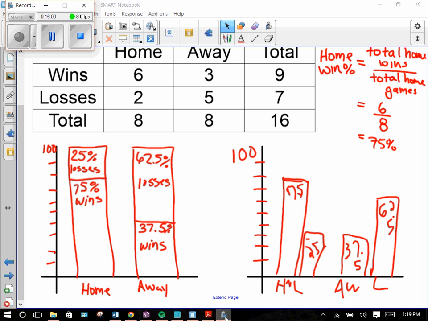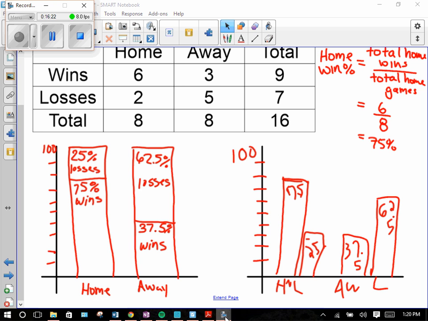So I just wanted to go over this again because you want to create these graphs. Did everyone have a graph that looks similar to this? It doesn't matter which graph you use. Both are right. I'm not going to take points off.